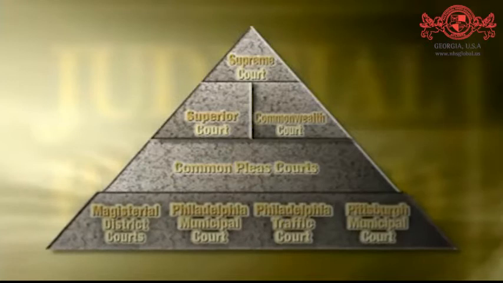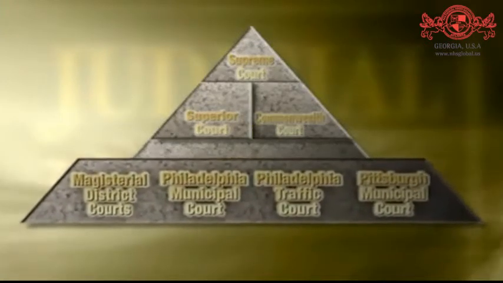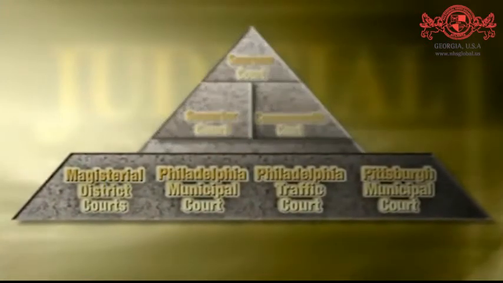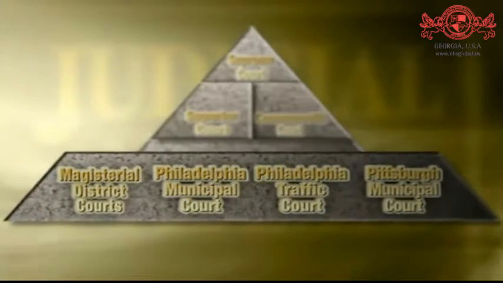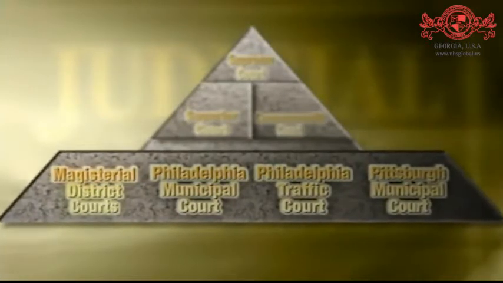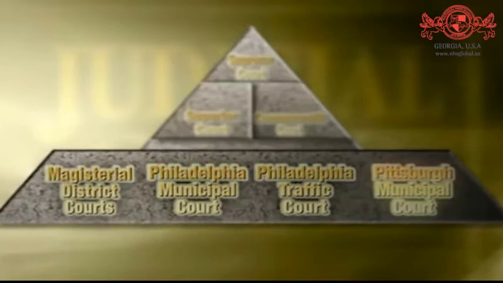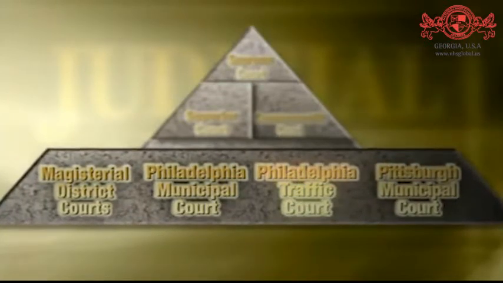At the bottom of the pyramid are the courts that hear civil cases involving small amounts of money and some criminal matters. Typically, these include magisterial district courts, the municipal courts in Philadelphia and Pittsburgh, and Philadelphia Traffic Court.